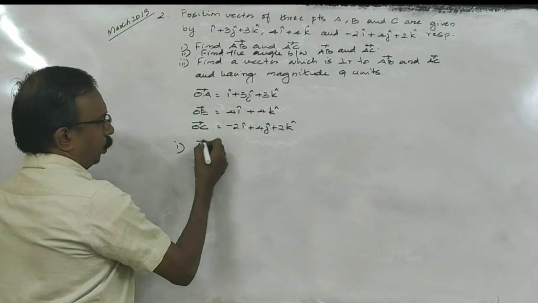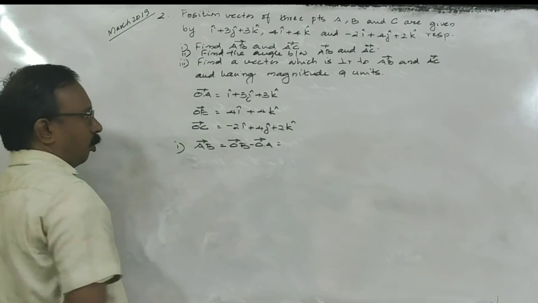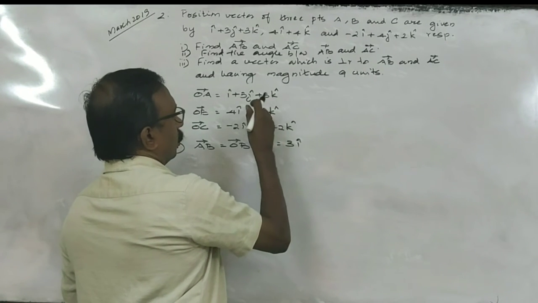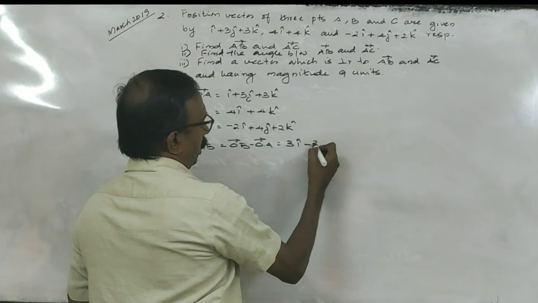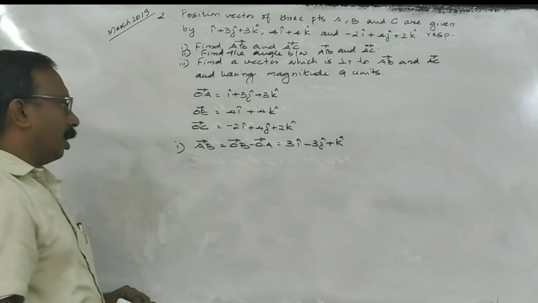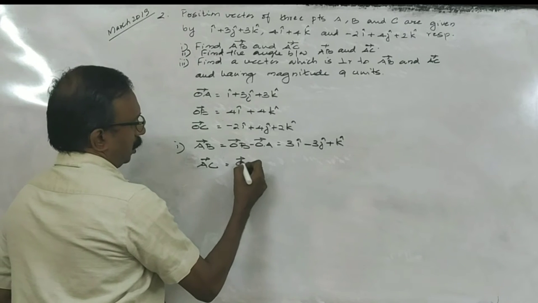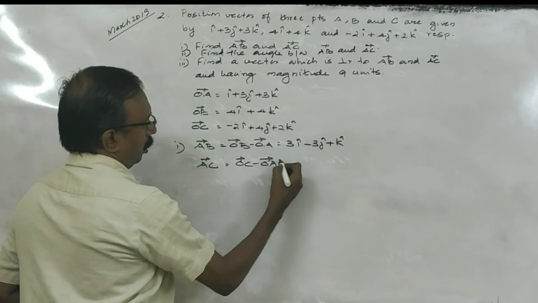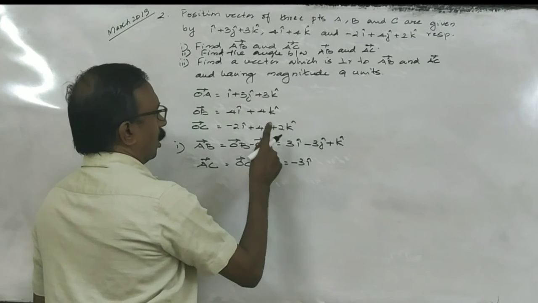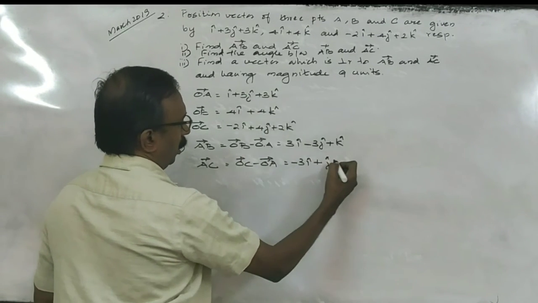Vector AB is equal to vector OB minus vector OA. Here vector OB minus vector OA: 4i minus i is 3i, 0j minus 3j is minus 3j, and 4k minus 3k is plus k. And vector AC is OC minus OA. Here OC is minus 2i, minus i is minus 3i, 4j minus 3j is plus j, and 2k minus 3k is minus k.